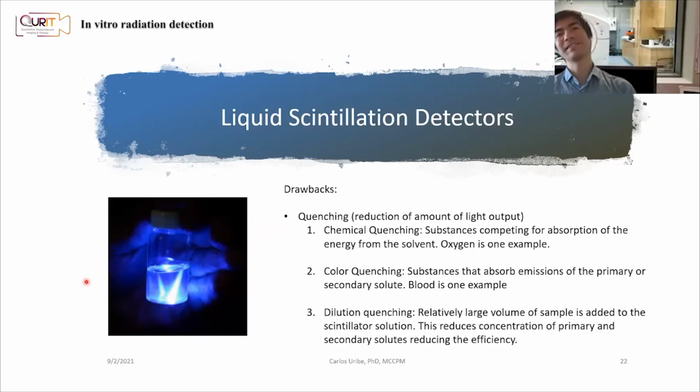The color quenching is, for example, if you think of a blood sample, and blood is red, so maybe some of these emissions are going to be absorbed by the blood itself instead of the scintillator, or instead of actually making it all the way to the photomultiplier. So the sample itself, what you put in there, might also end up blocking some of those emissions. And the dilution quenching is when a relatively large volume sample is added to the scintillator solution. So this reduces the concentration of the primary and secondary solutes, and it reduces the efficiency.